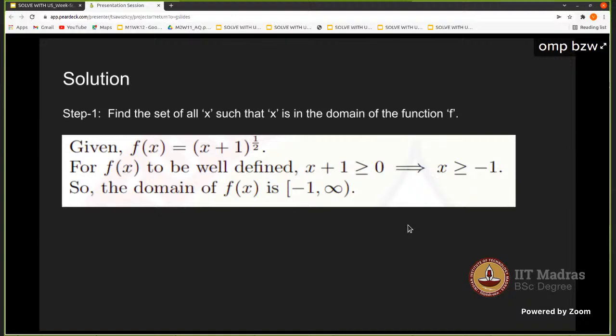Sir, output is real means the output cannot be 0? Output can be 0. 0 is a real number. It cannot be the square root of a negative number, which is complex, or plus infinity or minus infinity. These are all undefined things.